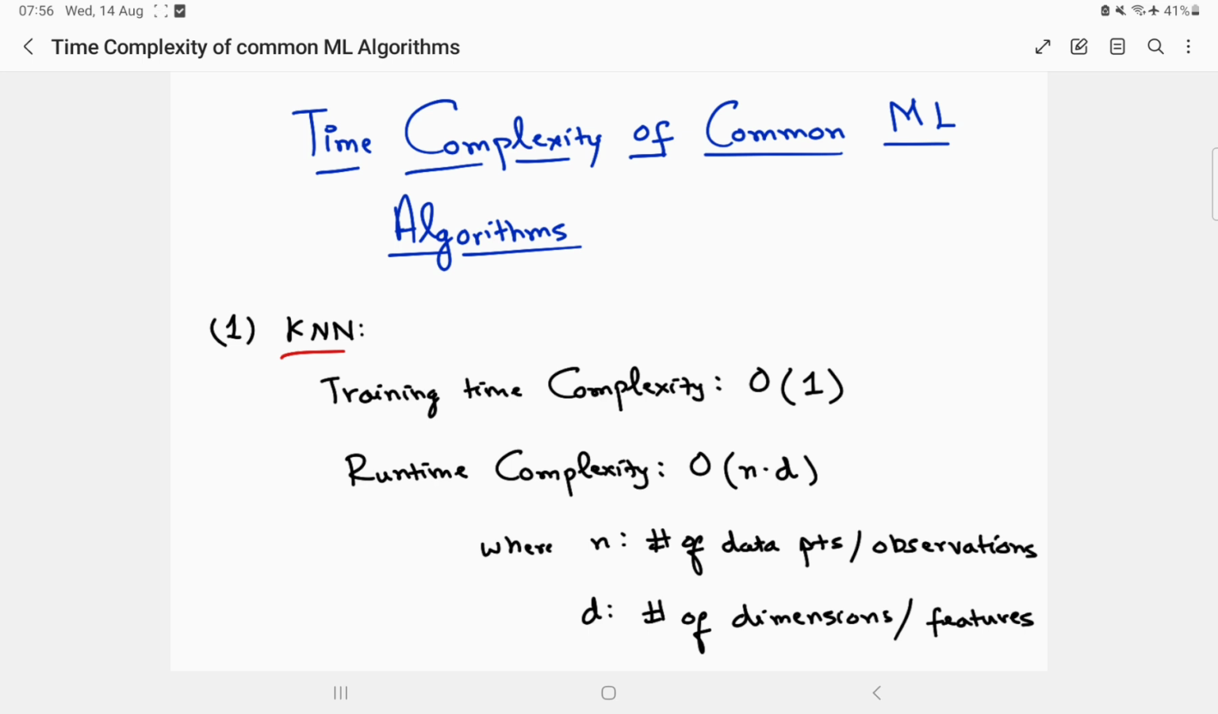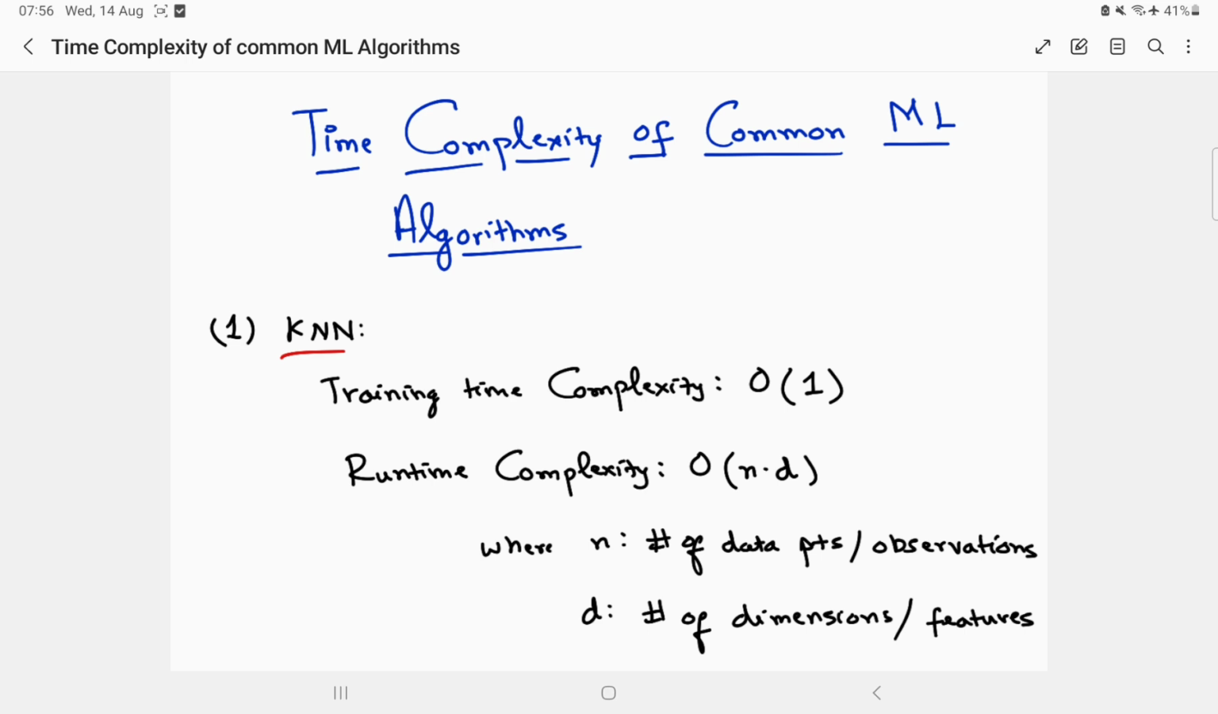And also, when you are in an interview, demonstrating a solid grasp of these complexities can set you apart. It shows that you not only know how to apply these algorithms, but also understand their underlying mechanics. You're not just running black box models, but you're making informed decisions based on how these algorithms perform with increasing data volumes. So let's break it down.